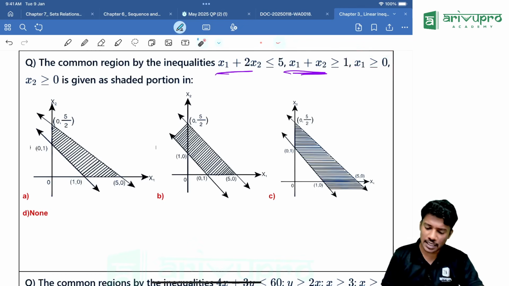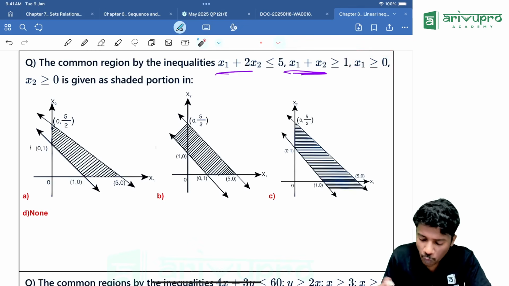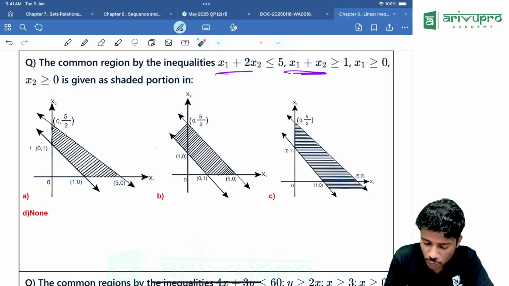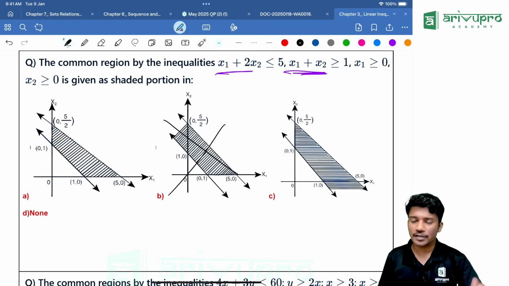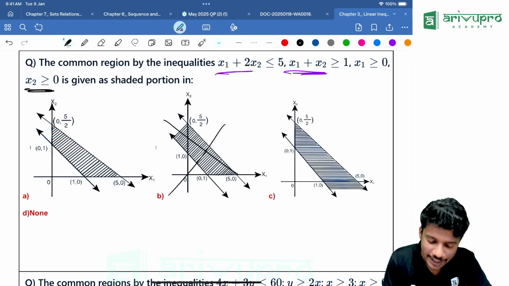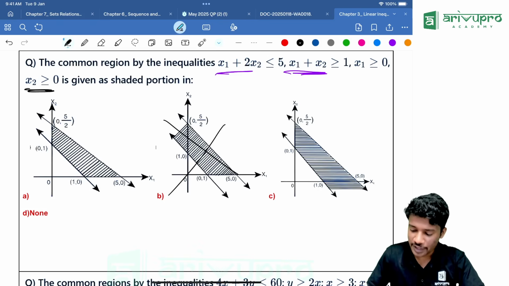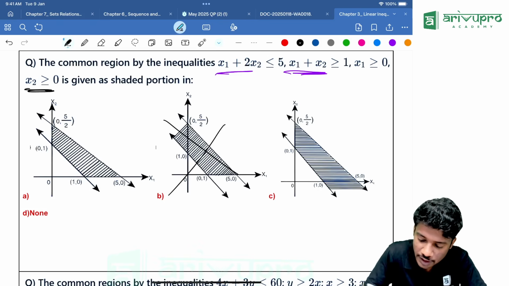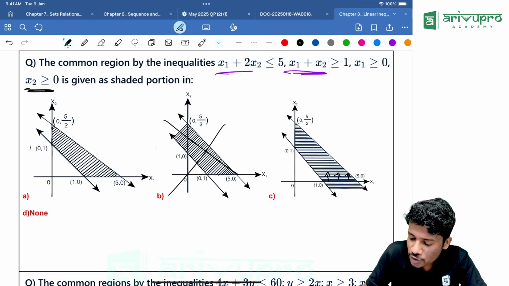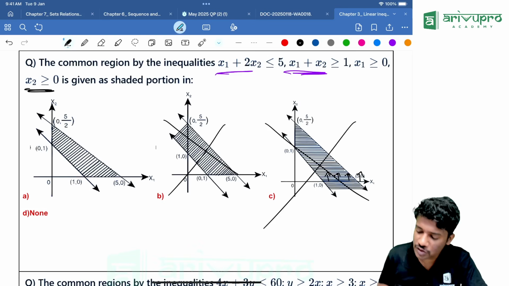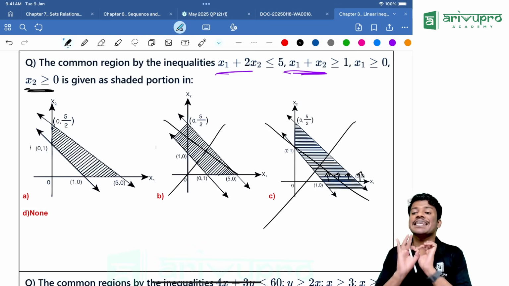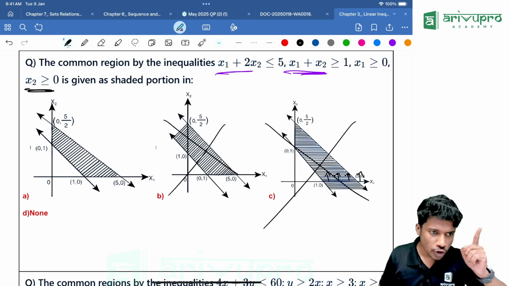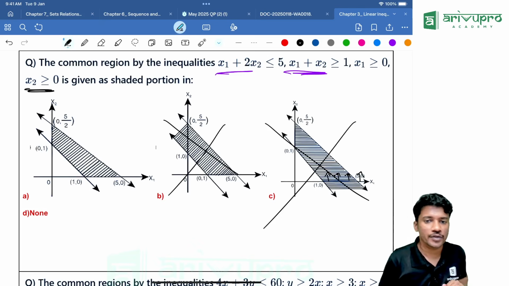x1 is greater than 0. So we need to know what is x1. This is x1. So x1 greater than 0 means it will be towards this side. That means this is wrong. Correct? Then what else is given? x2 is greater than or equal to 0. That means everything should be towards this side. That means this is wrong. Either it can be option A or option D. Two possibilities are there. You should tell me what are the answers.